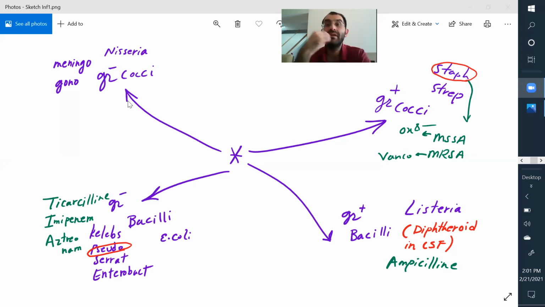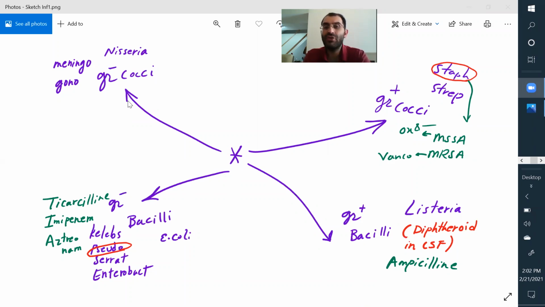Ceftriaxone. Actually, meningitis with Neisseria, ceftriaxone. Gonorrhea with Neisseria gonorrhea, ceftriaxone. Right? So third generation cephalosporins can kill gram-negative cocci, right? Okay. What about gram-negative rods?